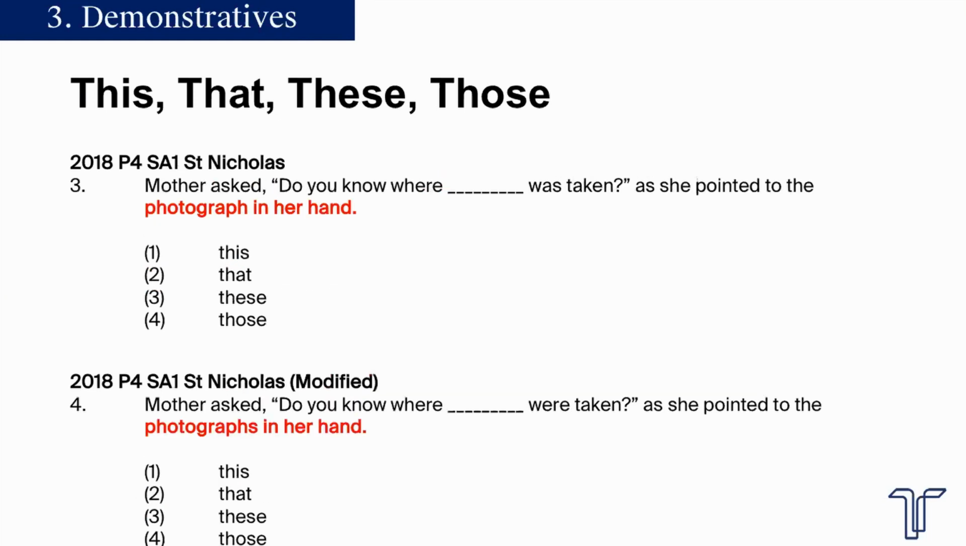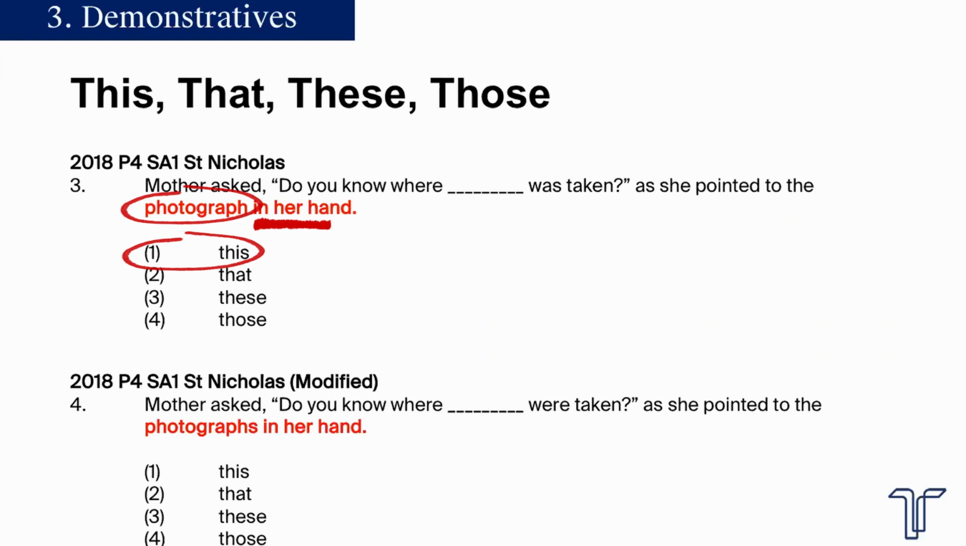Okay, we go on to question 3. Mother asked, do you know where something was taken? As she pointed to the photograph in her hand. So it tells you, photograph in her hand, tells you that the photograph is near you, right? It's where you are at. So photograph, of course, is singular. So do you know where this was taken? All right, answer is 1.